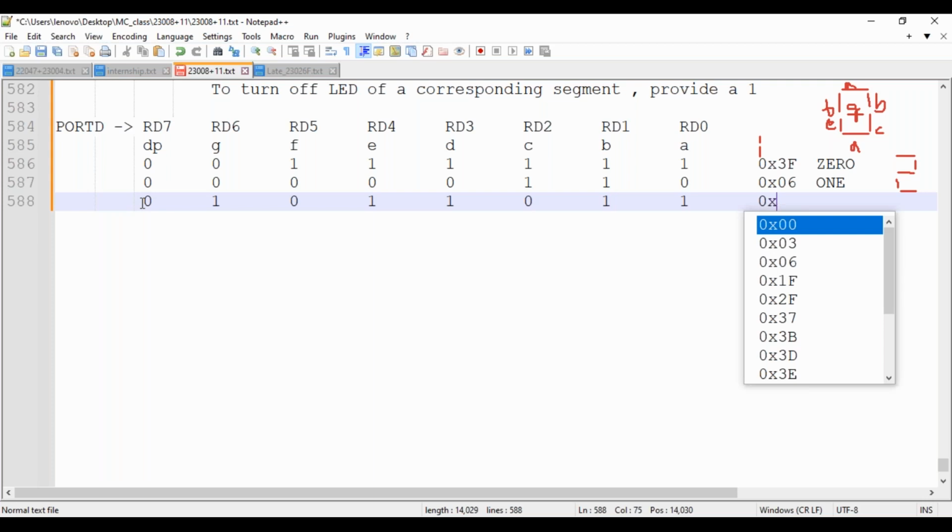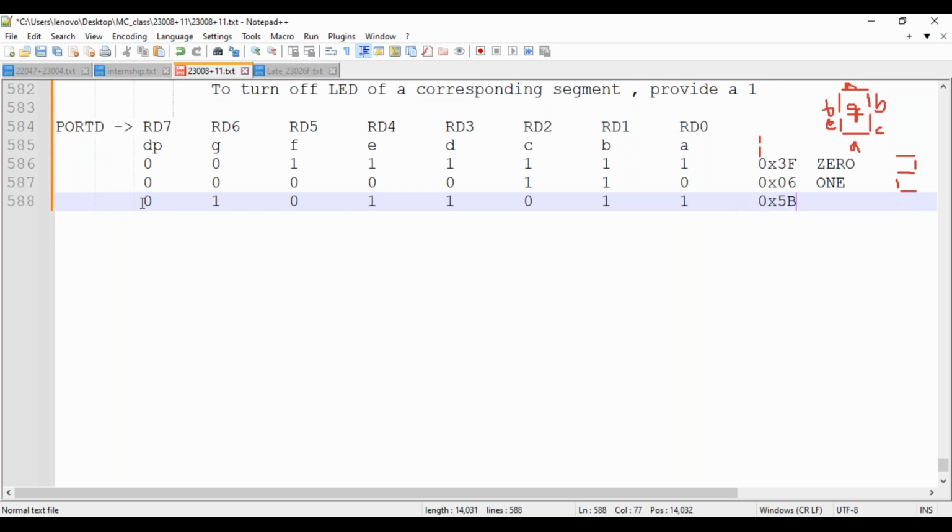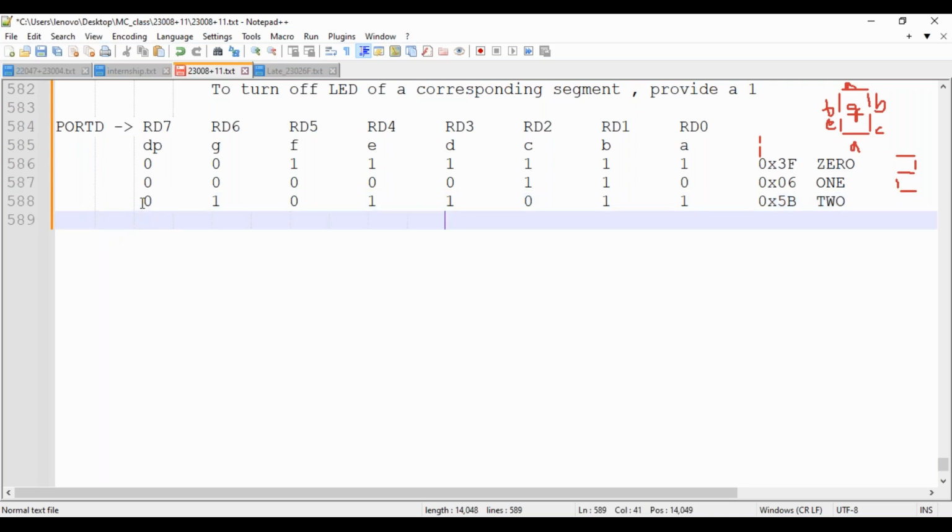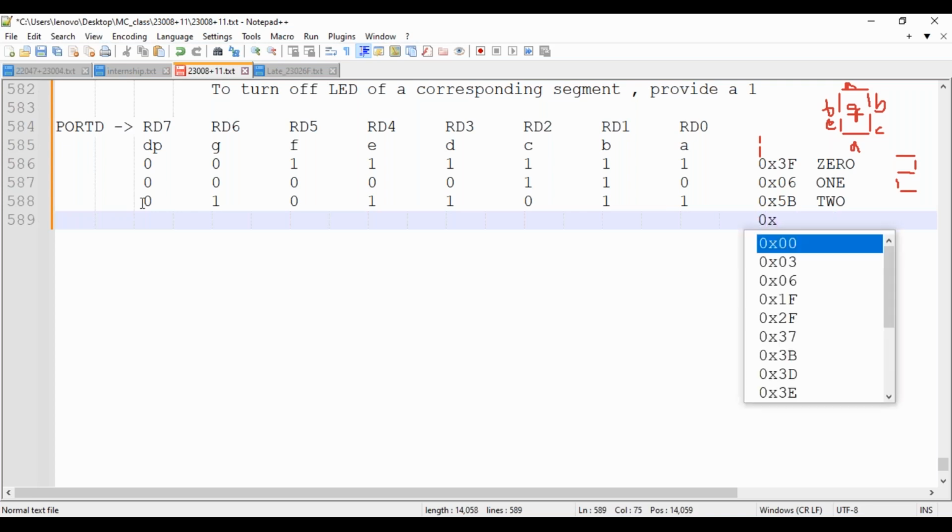So hexadecimal equivalent is 0x, 0101 is 5, then 1011 is B. Okay, so that is for 2. Can you help me write it for the rest of all up to 9? You can tell me what to write for next 3. So I'm not going to write it down here. Okay, you directly tell me what I should write for the hexadecimal equivalent.